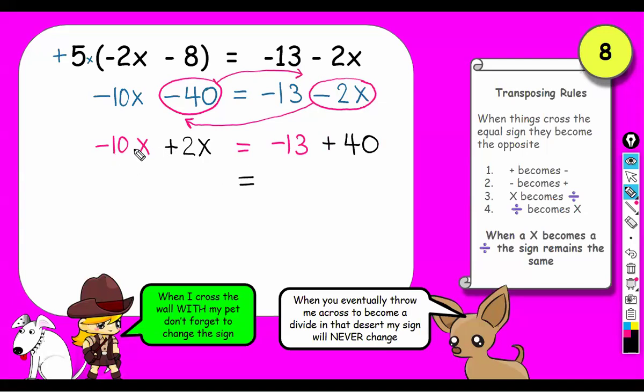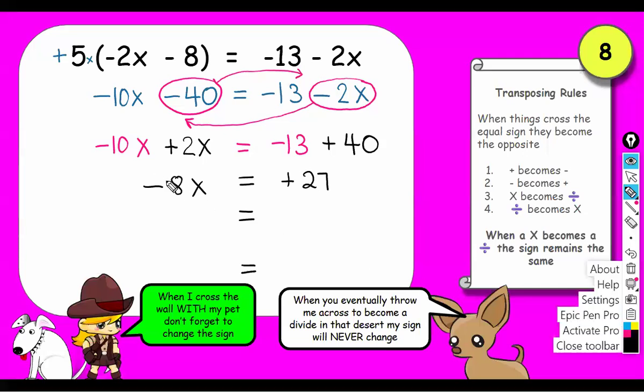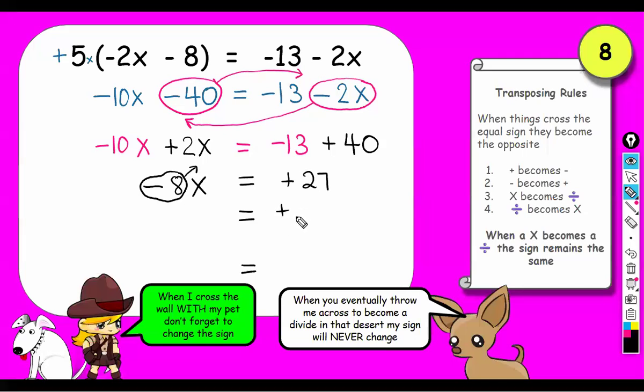Start combining like terms. Minus 10x plus 2x is minus 8x. And minus 13 plus 40 is positive 27. We are not finished, right? The last person to throw across is the pet, right? Because the human is X, food is running low. You get positive 27 divided by minus 8.